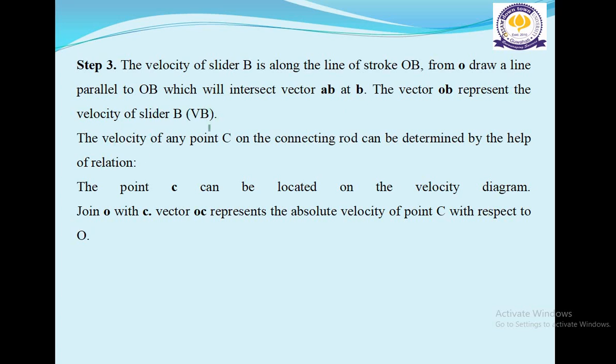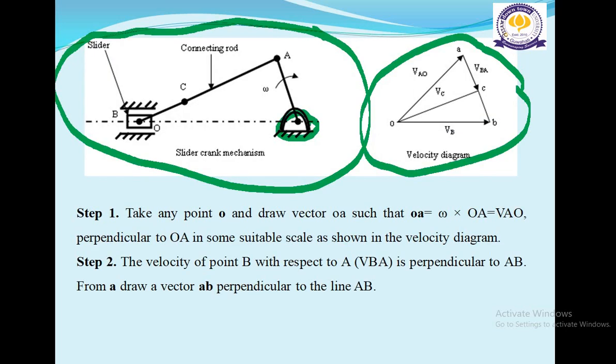The velocity of any point C on the connecting rod can be determined with the help of the relation. The point C can be located on the velocity diagram. Join O with C. Vector OC represents the absolute velocity of point C with respect to O. From this figure, the steps that have been written should be clear to all.